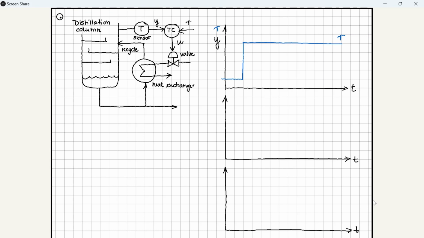When we start up the process at time t equals 0, the temperature must increase from ambient temperature of, say, 20 degrees Celsius to our desired temperature, say 83 degrees Celsius. We achieve the temperature increase by opening the steam valve. The time trend of uP will act in the same way.